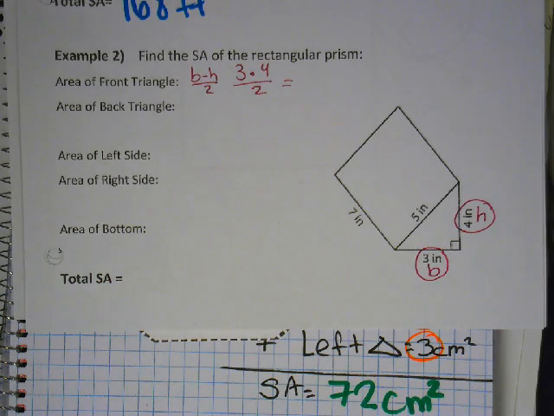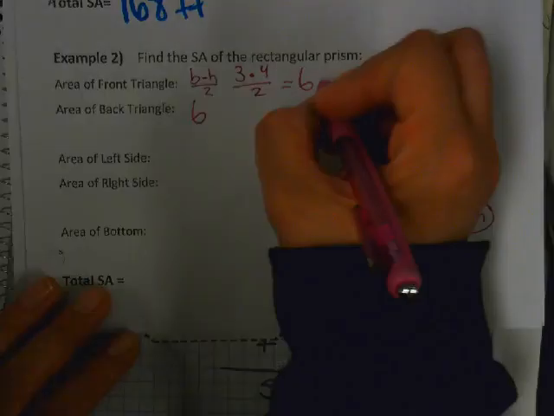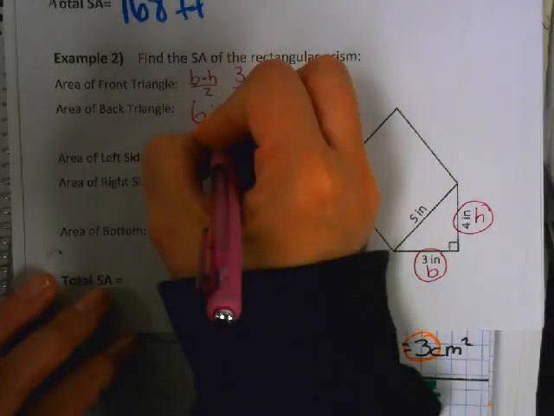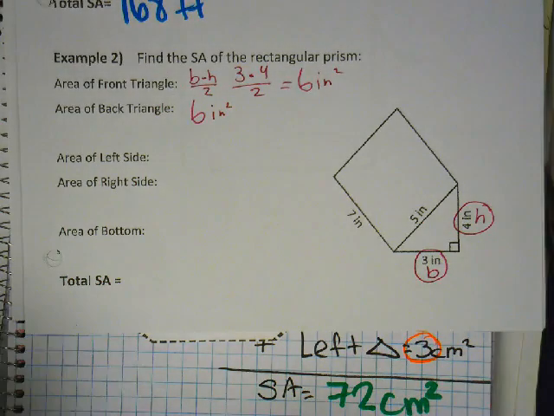Okay, what do we get? 6. So if the front triangle is 6, what is the back triangle? 6. Oh, I forgot the units. What are my units? 6 inches squared, 6 inches squared. Okay, now, I started doing this with my second period, hoping that it would make more sense.